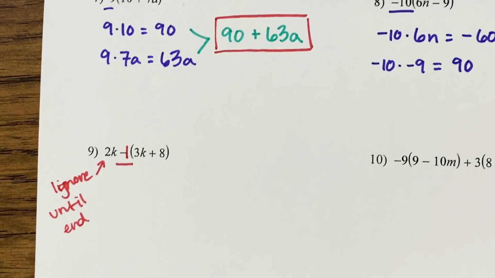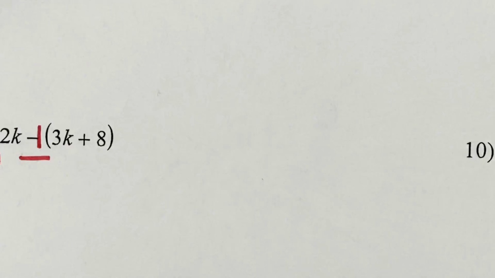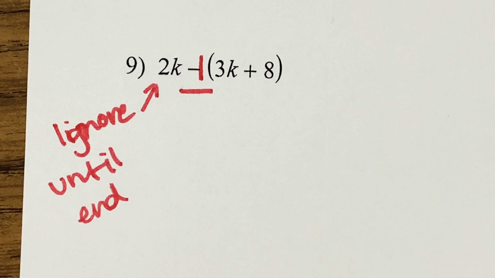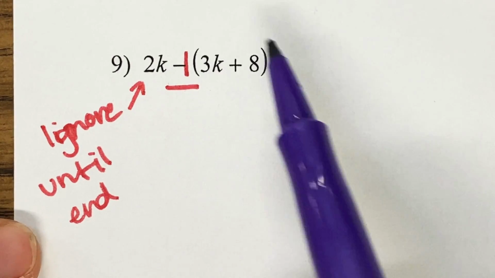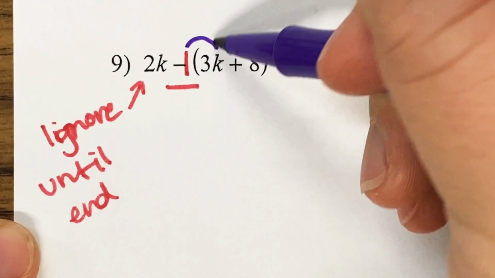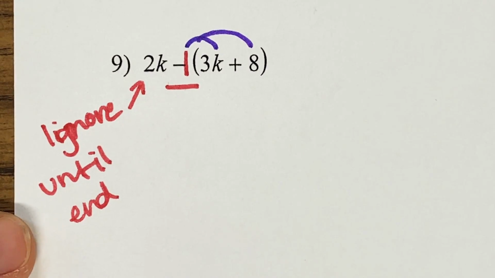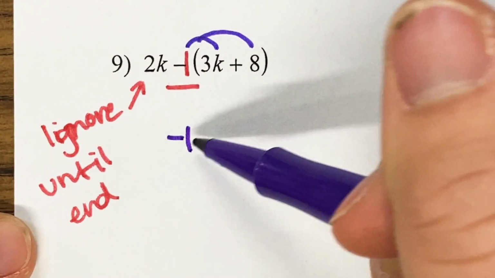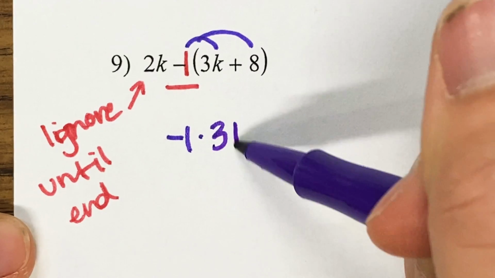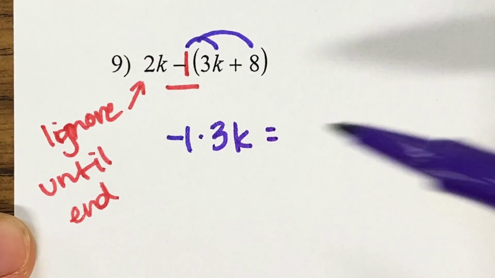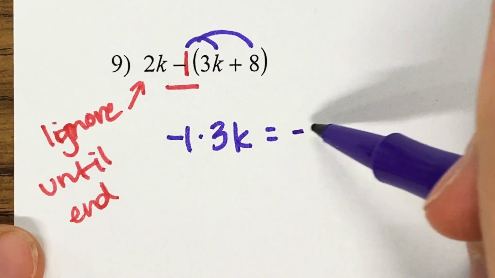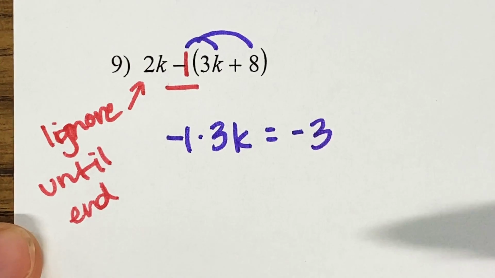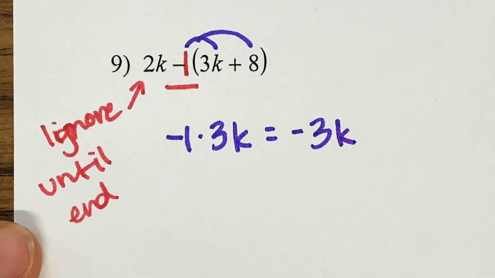Okay, so let's look back at number 9. So we got to distribute. We got to get rid of these parentheses. So we figured out that it's actually a negative 1 that wants to come into the parentheses and hang out or multiply. Okay, so let's take negative 1 times first term, which is 3k. So we have a negative 1 times 3. That's going to give me a negative 3. And then 1k was attached, so just 1k.